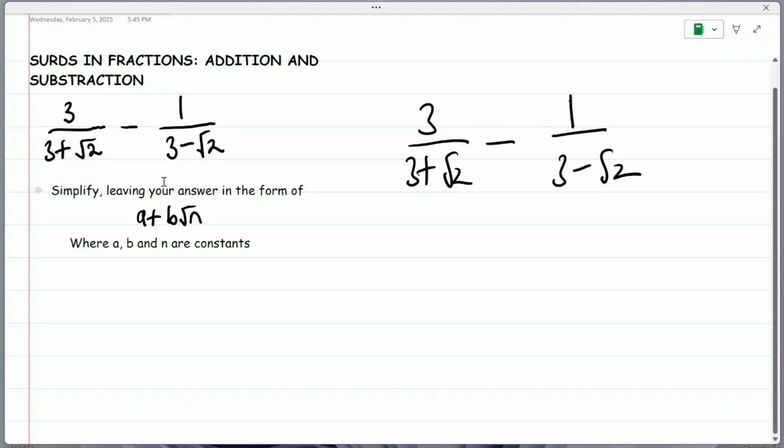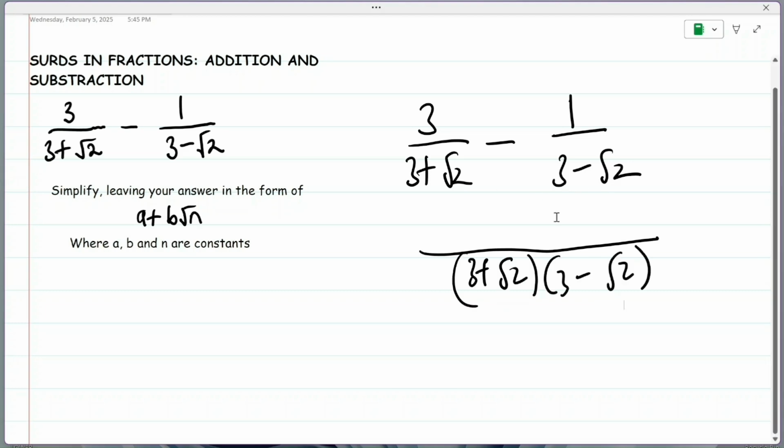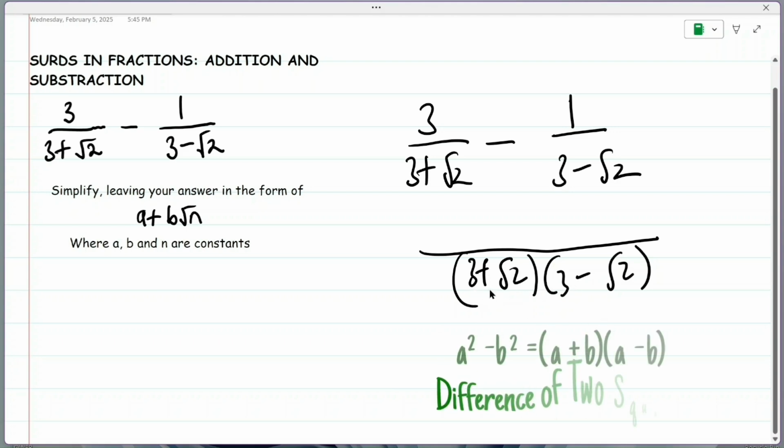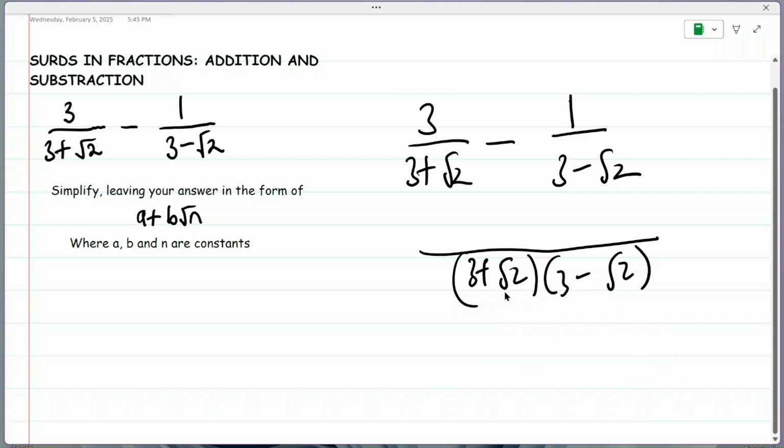Now, normally when we're working with fractions, we find the LCM. The LCM is 3 plus root 2, 3 minus root 2. Multiply both of them together in this form. Then once you've done that, if you look closely, you see this is a difference of 2 squares. If you're a further math student, both of them have 3 in front. They have root 2's behind. Then one is positive and one is negative. This is a difference of 2 squares. You don't need to work too hard to multiply this.